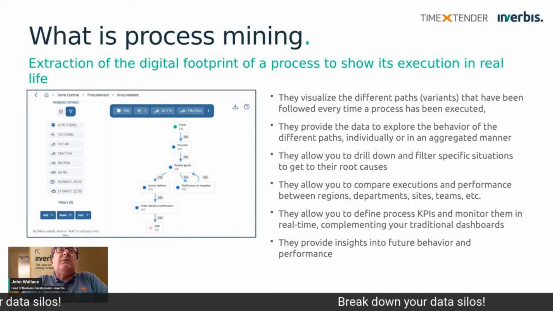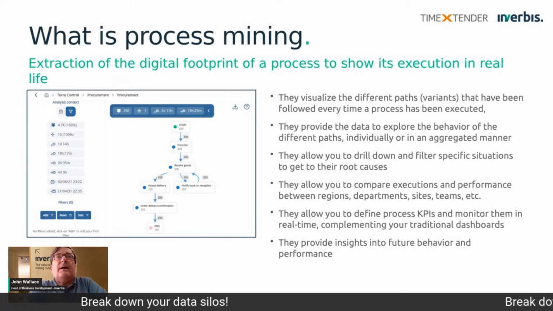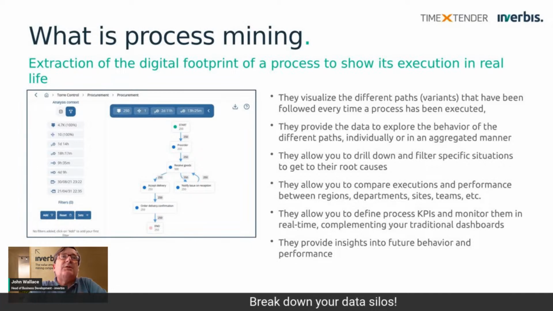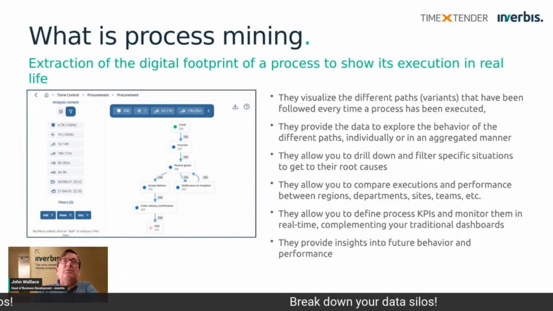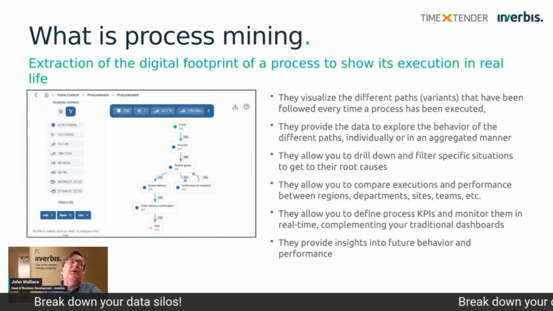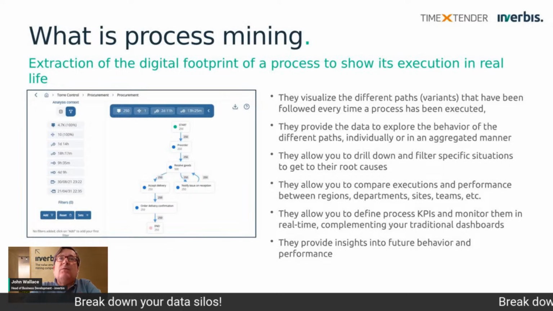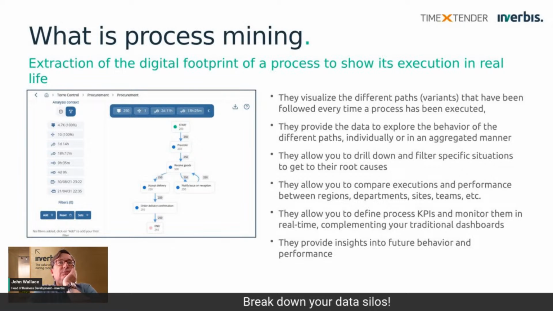With process mining, extracting information from logs and from transactional systems, we can reconstruct how the process has actually been executed. These tools visualize the different variants, the different paths that the process has followed every time it's executed, which generally are multiple. They provide data so that you can analyze and explore the behavior of these executions, whether individually or in an aggregated form. They allow you to drill down to specific situations and understand why they're happening.